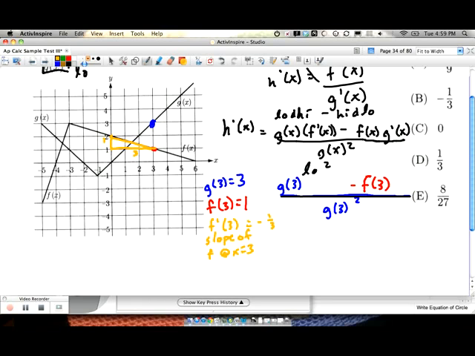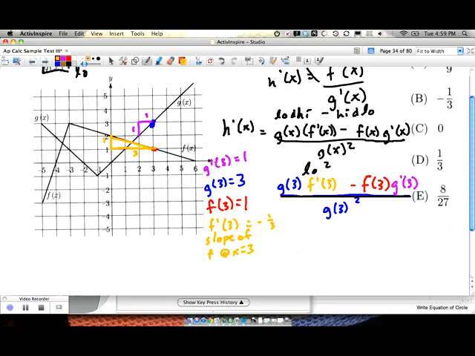And for the other one, final color, we had blue. Do we have purple? How about let's make a purple in here. So purple, g prime of 3, similarly is the slope of g at 3. And if you look at this, that's a very simple slope. That's just 1 over 1. So it's just 1. So g prime of 3 is here. And, oh, did I change? No, here we go. Orange, f prime of 3 is here.